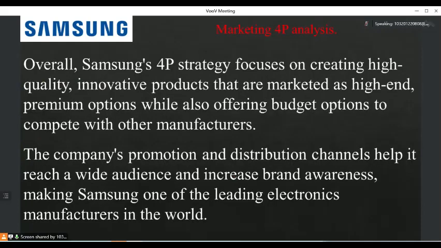Overall, Samsung's 4P strategy focuses on creating high-quality, innovative products that are marketed as high-end premium options, while also offering budget options to compete with other manufacturers. The company's promotion and distribution channels help it reach a wide audience and increase brand awareness, making Samsung one of the leading electronics manufacturers in the world.